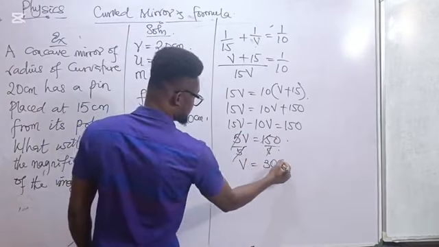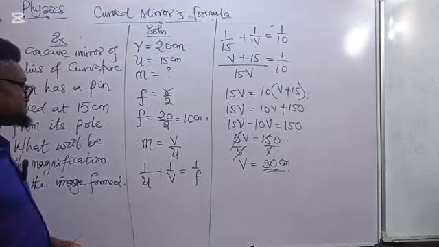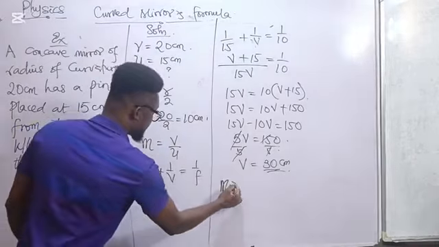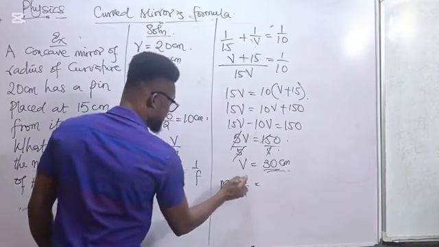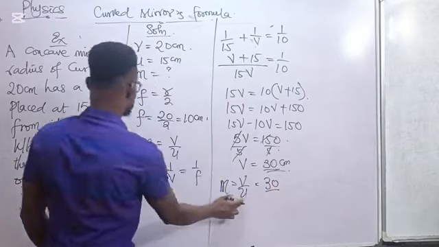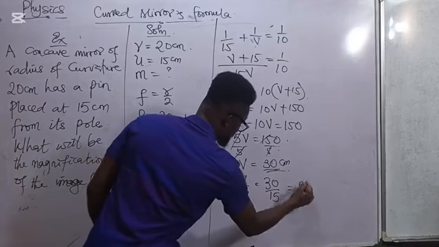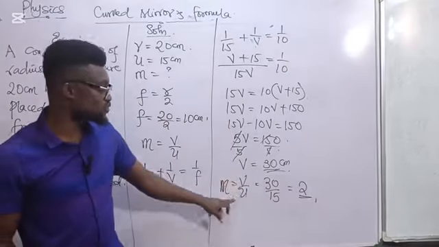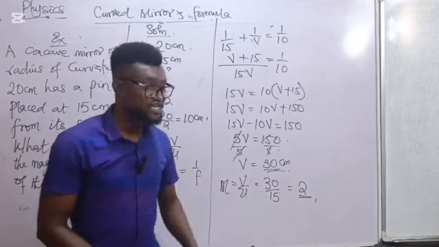So here we got the what? The image distance to be 30. Now we've got the image distance. Hence our magnification now, which is V over U, becomes what? V now is 30, while U here is 15. So our magnification now is 2. Magnification has no units because it is a ratio of similar quantities. So magnification is 2.